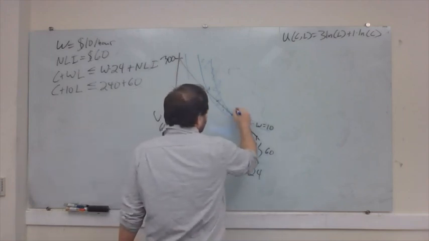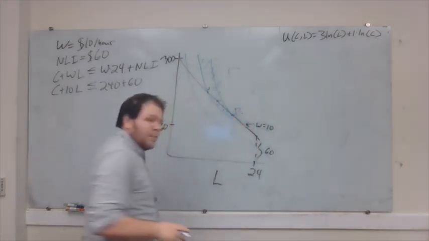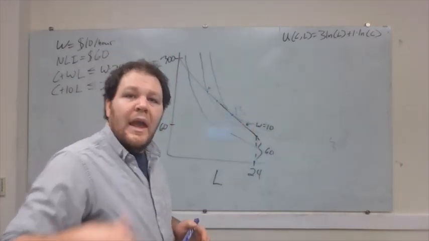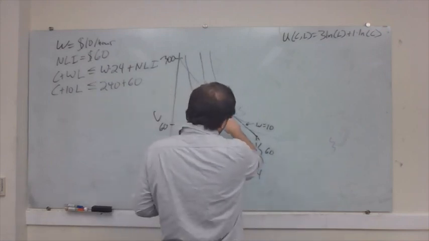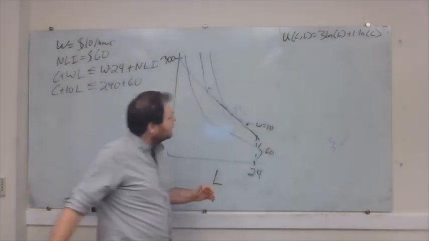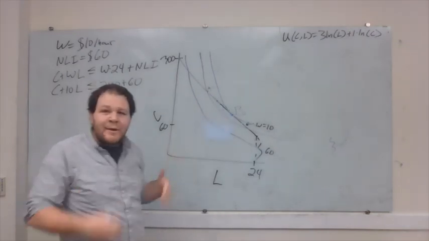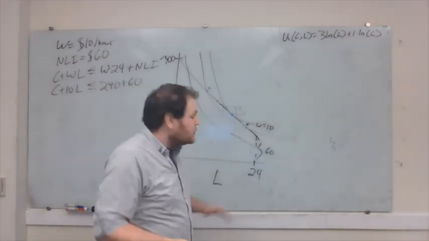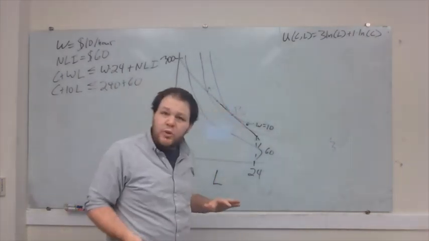A place like point B, though, could be our optimal choice. And why is point B our optimal choice? Because everything better than B, everything above this indifference curve, isn't affordable to us. It's outside of our budget constraint. So this is the first way that we can have an optimal choice.